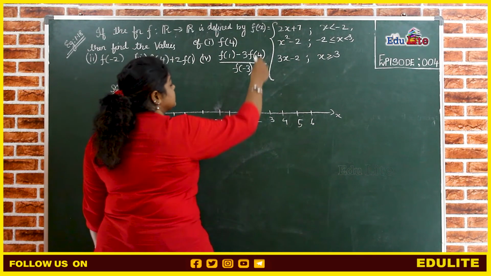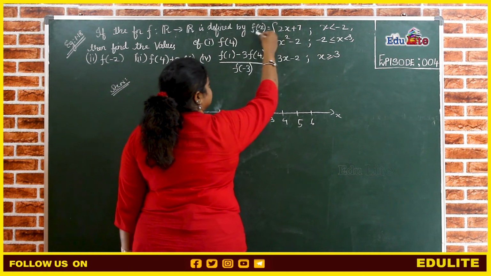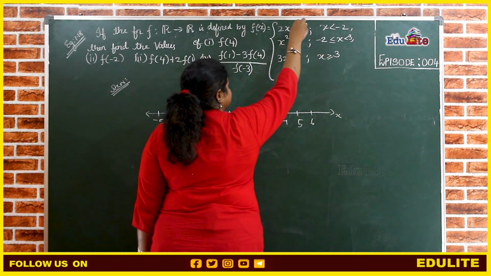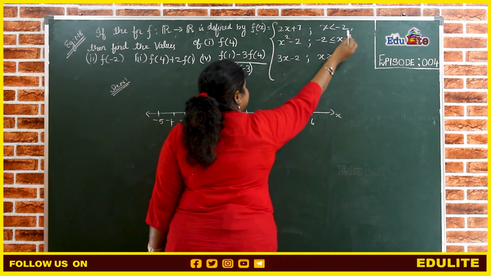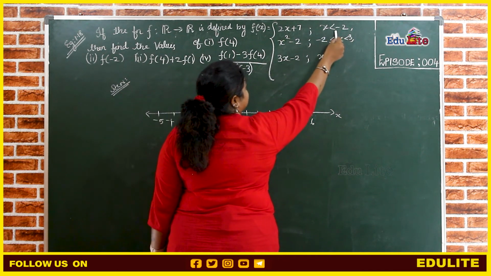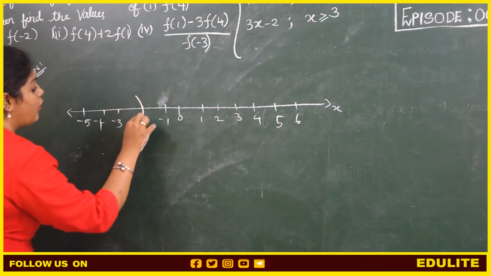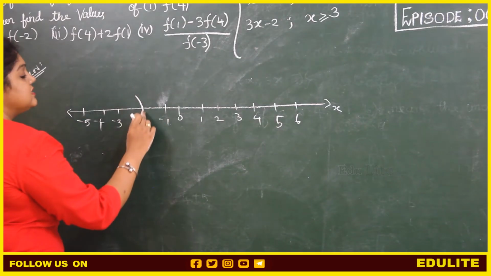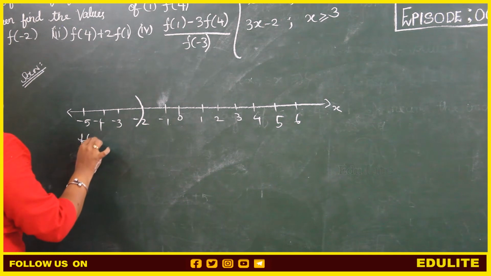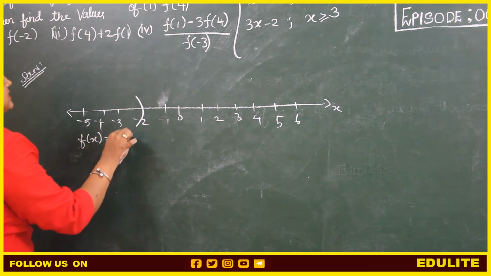First, f of x is defined as 2x plus 7 if the x value is less than minus 2. Here only it is given as less than, therefore minus 2 is not included. That is why I am using open brackets. If x is less than minus 2, f of x value is 2x plus 7.